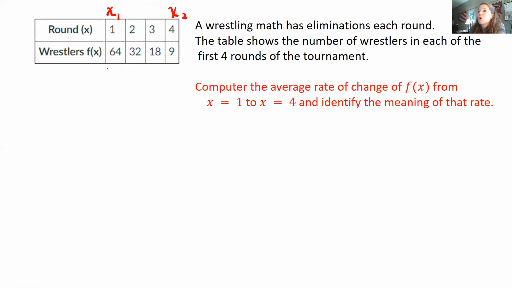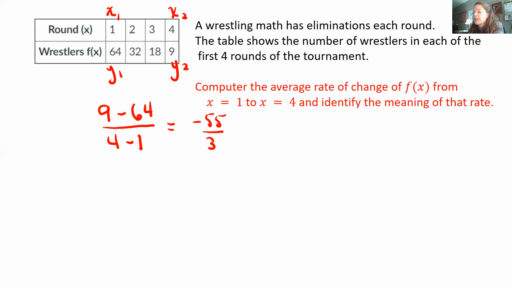All right, so let's use x1, x2, y1, y2. So we're using y2 minus y1 over x2 minus x1. All right, so 9 minus 64 is negative 55 over 3. Negative 55 over 3.